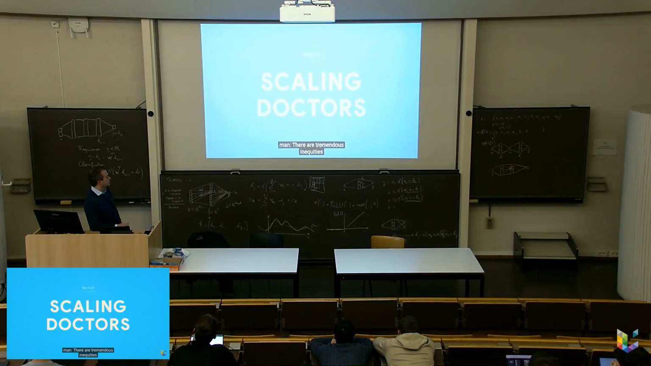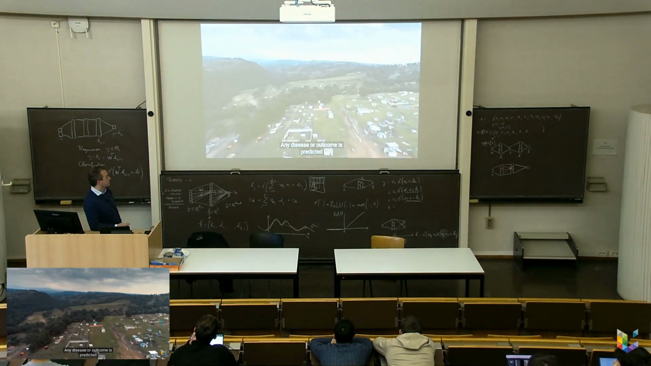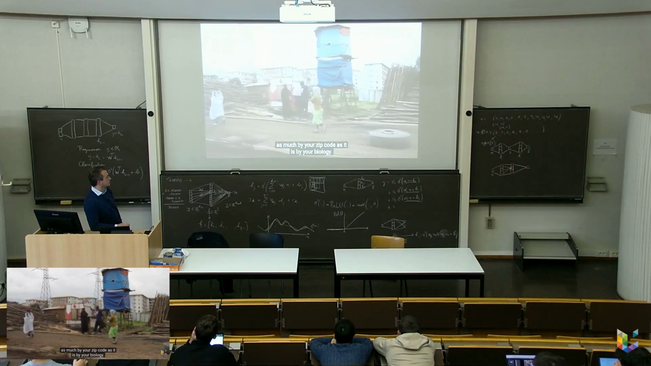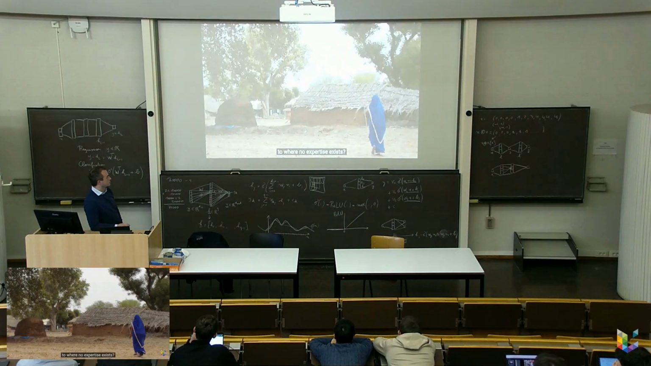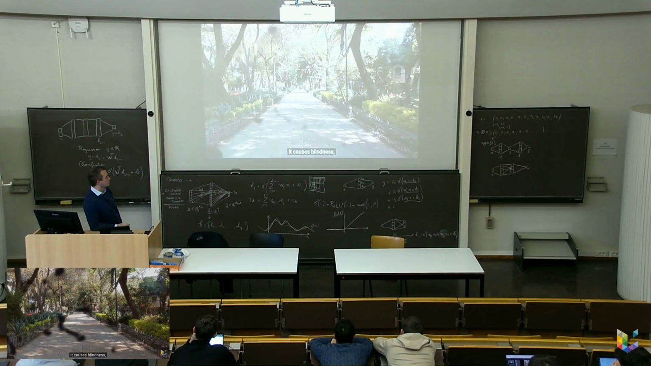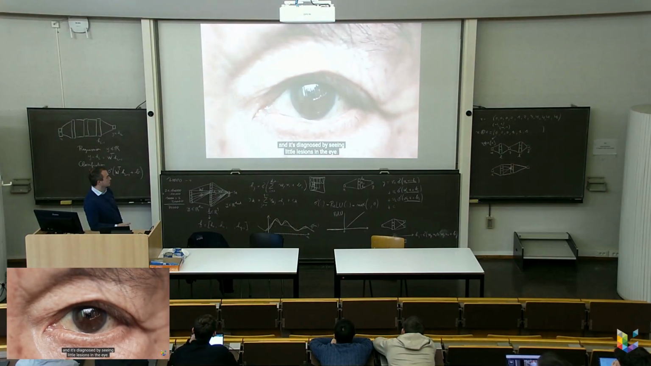There are tremendous inequities in the way that healthcare is distributed across the globe. Any disease or outcome is predicted as much by your zip code as it is by your biology. So what can we do with AI to bring the expertise to where no expertise exists? One of the complications of diabetes is diabetic retinopathy. It causes blindness, and it's diagnosed by seeing little lesions in the eye.